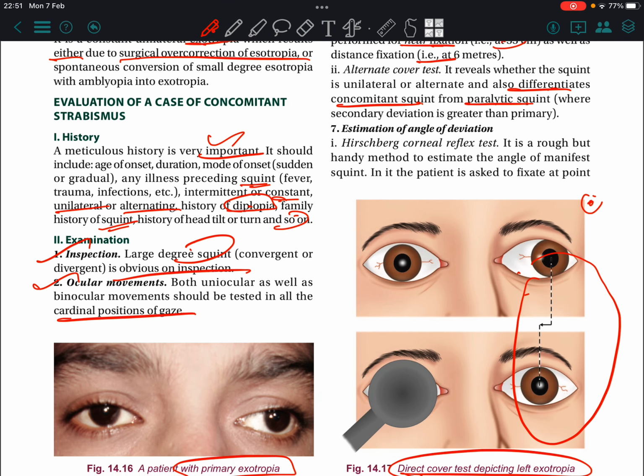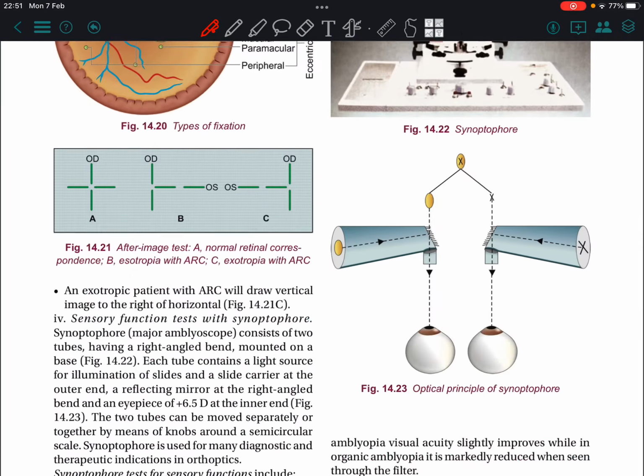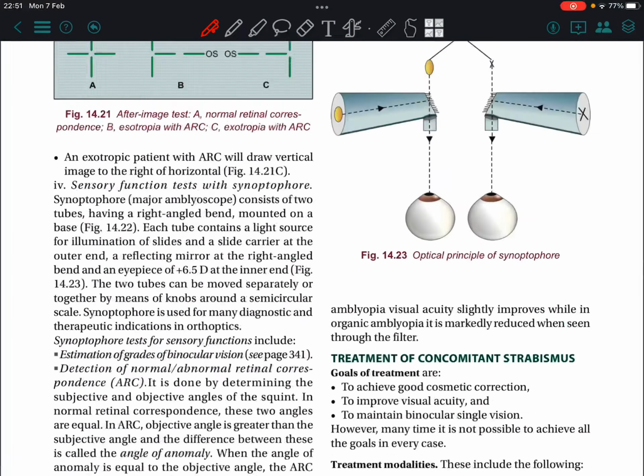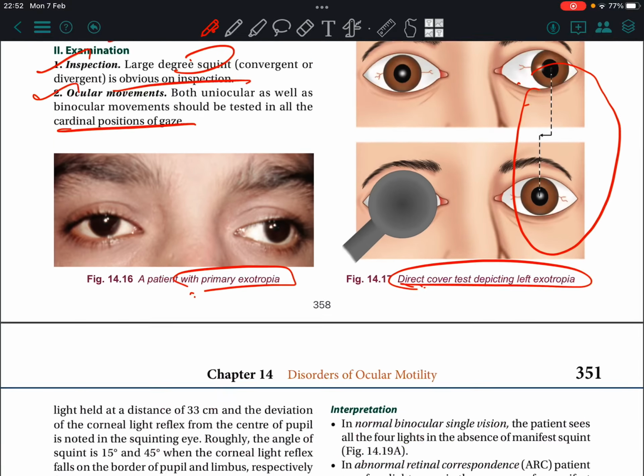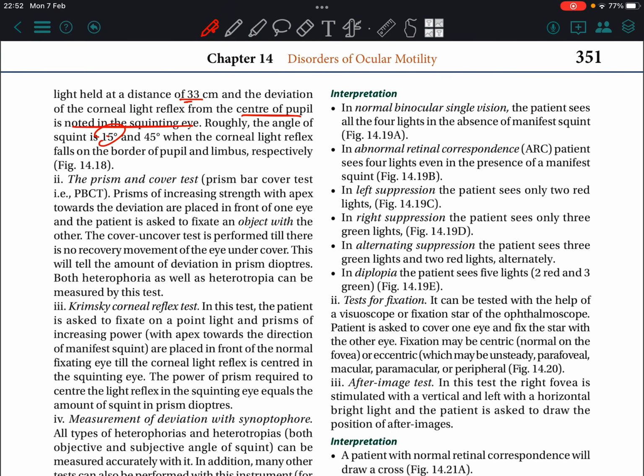By corneal reflex, it is a rough but handy method to estimate the angle of manifest squint. The patient is asked to fixate on a light held at a distance of 30 cm. Deviation of the corneal light reflex from the center of the pupil is noted in the squinting eye. Roughly the angle of squint is 15 degrees and 45 degrees when the corneal light reflex falls on the border of the pupil and the limbus.